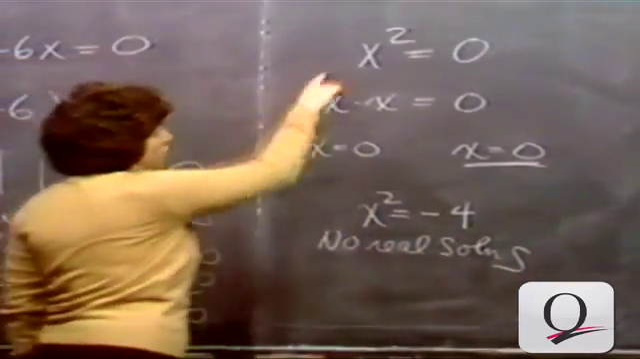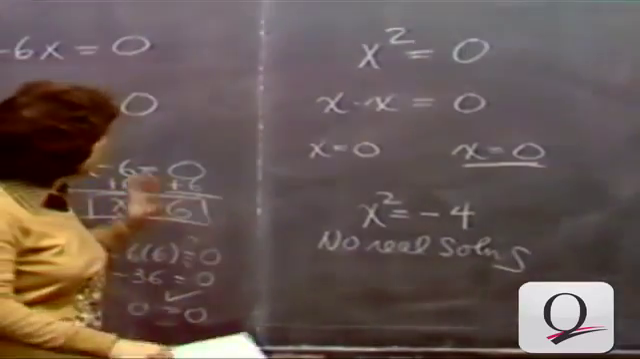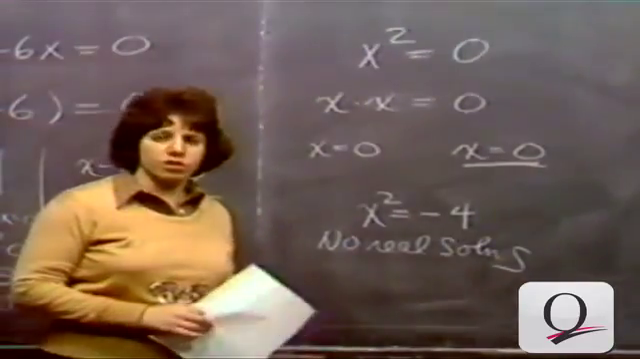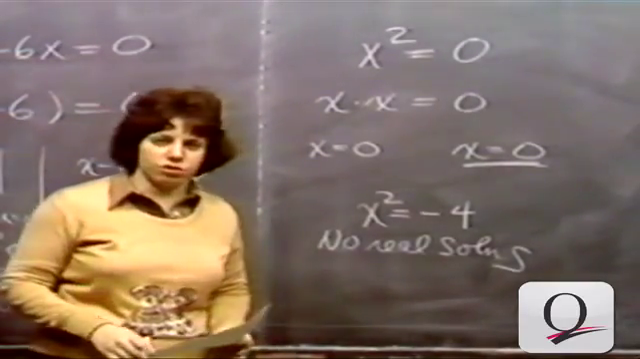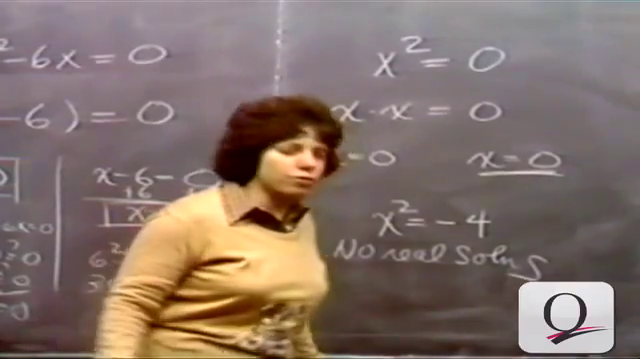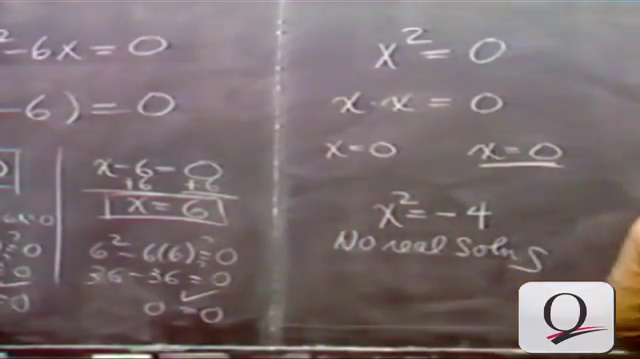Okay, this has one solution. But what you can say about a quadratic equation is that it cannot have more than two real solutions. Very often you will get the two solutions. In fact, most of the time in our problems we will be getting the two solutions.